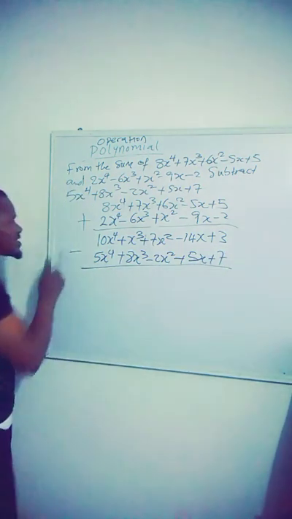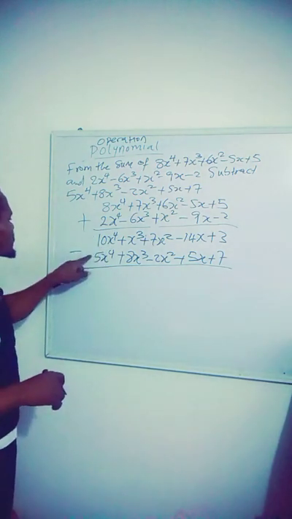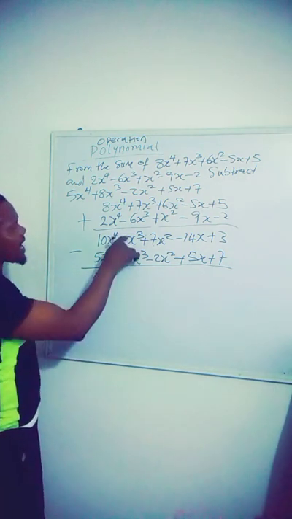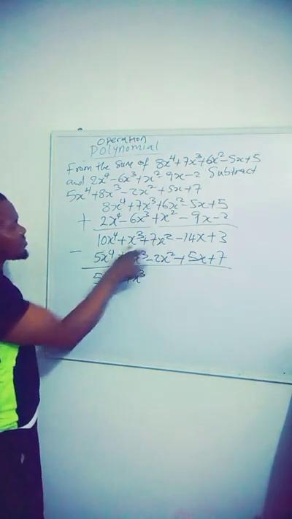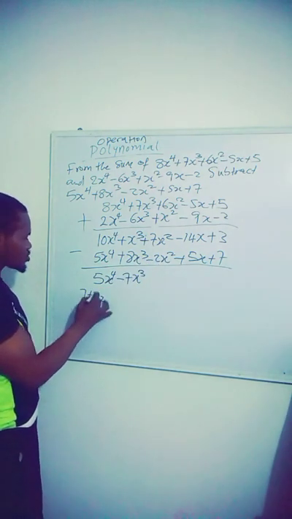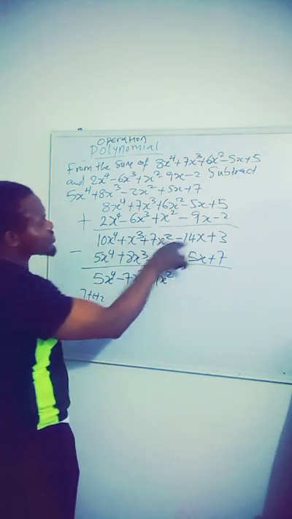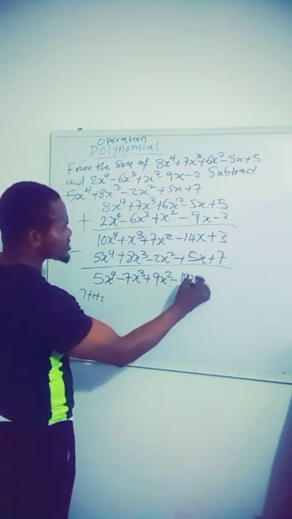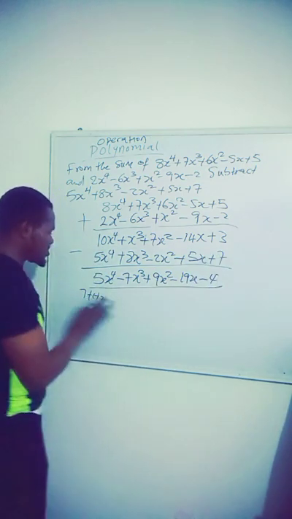So this is the general negative. It's going to be 10s raised to power 4 minus 5s raised to power 4. What would that give us? That will remain 5s raised to power 4. 1 minus 8, that is minus 7s raised to power 3. 7 minus minus 2, this will turn to plus, 7 plus 2, that is plus 9s squared. We have minus 4 minus 5, that will give us minus 9s. You have 3 minus 7, that will give us minus 4. So this is the answer.